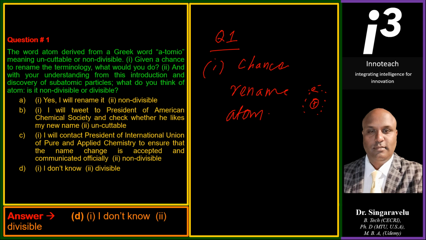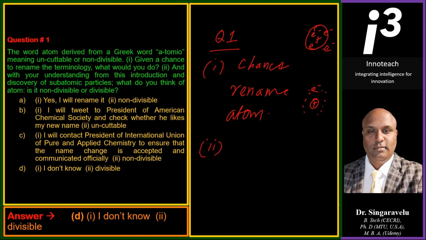the one that I have drawn here is Rutherford's model. According to the Thomson model, it is a positively charged sphere in which the electrons are distributed all around it, right? But that was the notion. So what would you do given a chance? Would you rename it or no? That is the sub question 1.